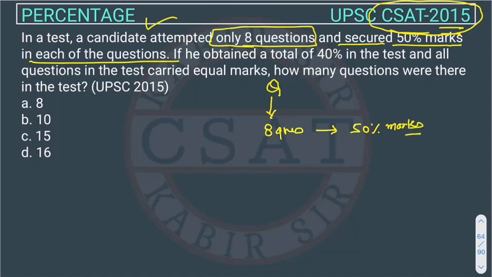In each, so total will be 50 also. Right. So in each question he is getting 50%. If he obtained a total 40% marks in the test, so his final score is how much? 40%. 40% of total marks. Right.